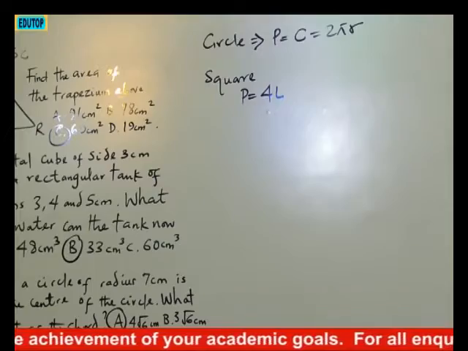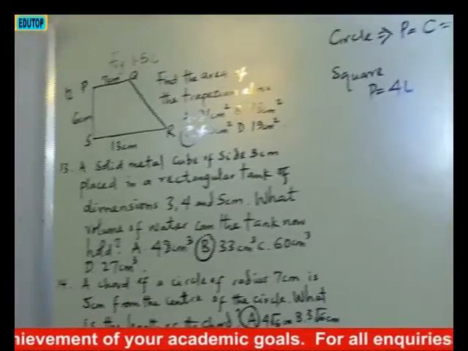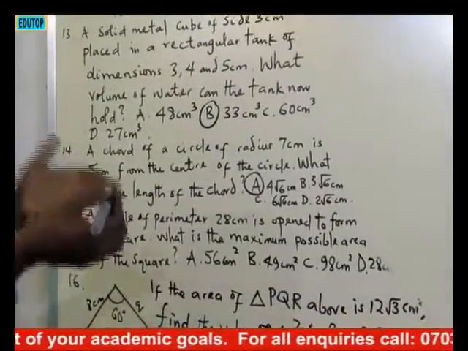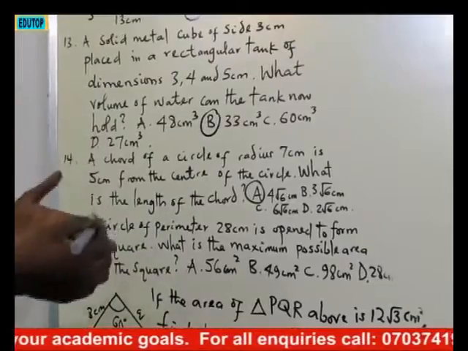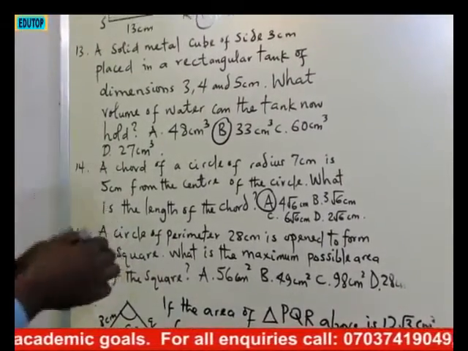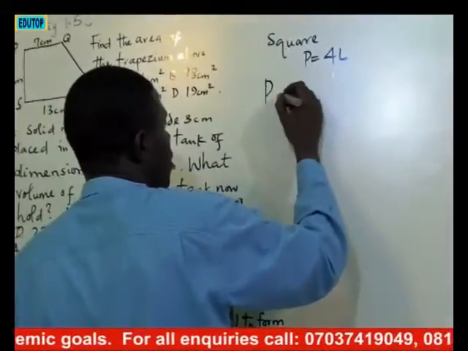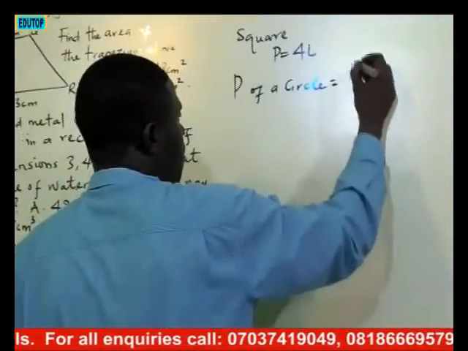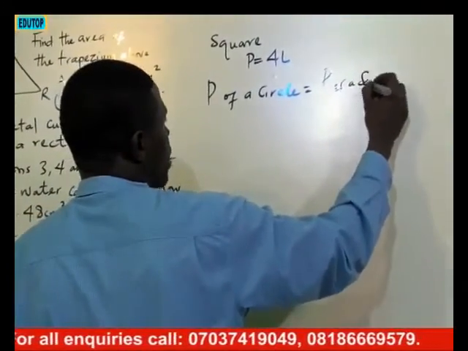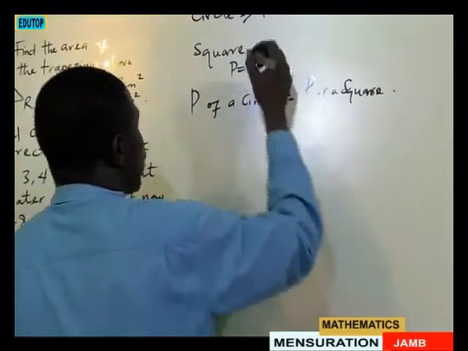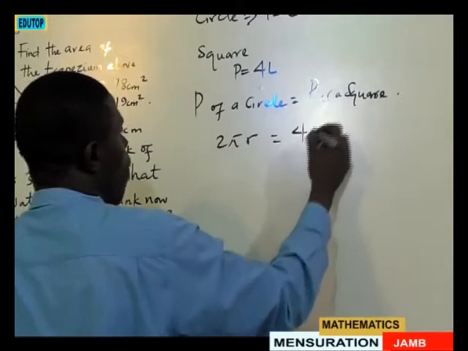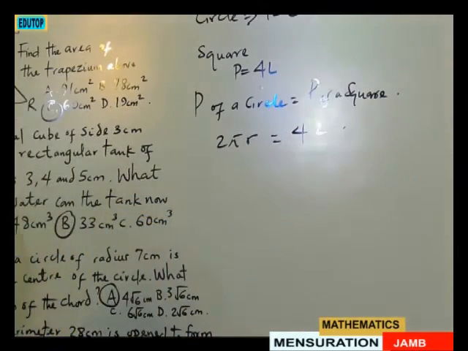And since the question has given us the information that the circle of a perimeter is opened to form a square, definitely the perimeter of a square is equal to the perimeter of a circle. So that's the formula. In this situation, the perimeter of a circle is 2 pi r, and the perimeter of a square is 4L.